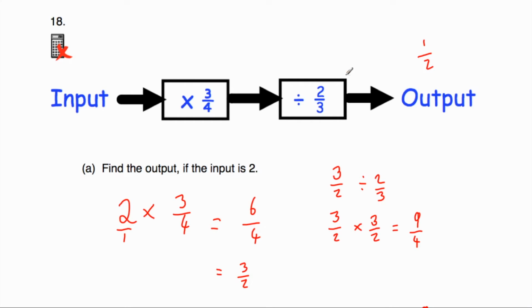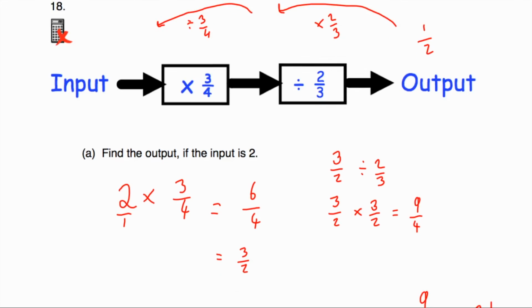So we're going to take our half and we're going to multiply by 2/3 to begin with. And then what we'll do is we'll then divide by 3/4, and then that will give us our input. So we need to take our half and times it by 2/3. Let's do that to begin with.